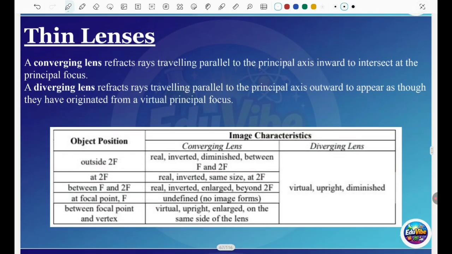Then we have thin lenses. As I told you, lenses are the same as what we did with mirrors, so I will quickly do this topic.